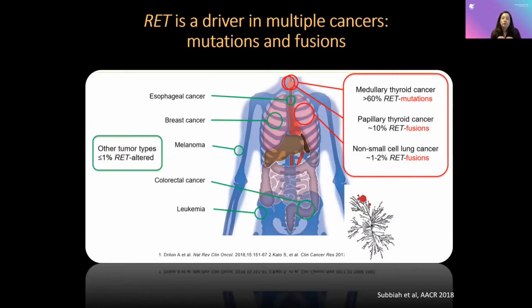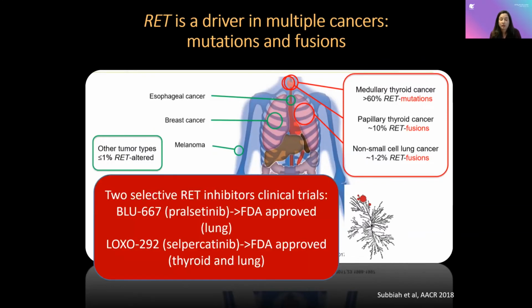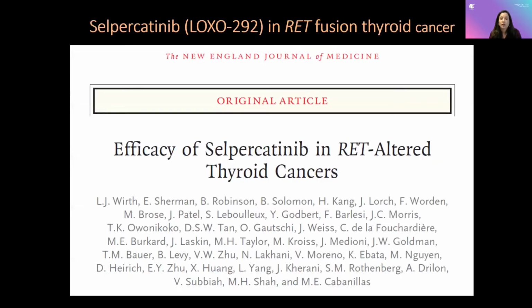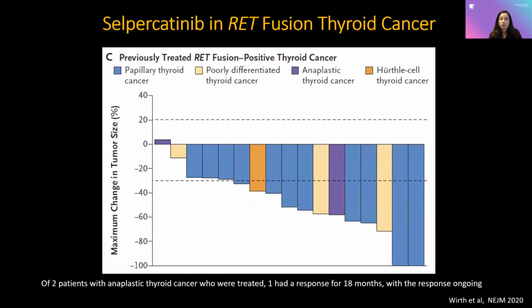But fortunately, we do have some targets in these patients, one of them being RET. RET fusions are seen in papillary, poorly differentiated, and anaplastic thyroid cancer. And so when we catch this, we're able to treat these patients. There are two FDA-approved drugs, pralsetinib and selpercatinib, for this indication. And this is the publication in New England Journal of Medicine where we show the results.